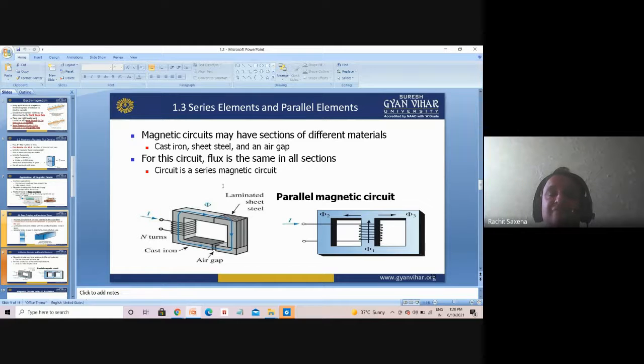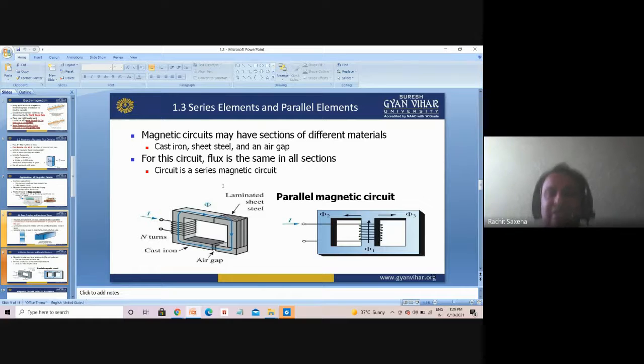First of all, MMF, magnetomotive force, that is ampere turn. Then we have a flux line. Then flux density, flux intensity, reluctance. So all these things are in the magnetic field, and we have an analogy between the electrical and magnetic fields.